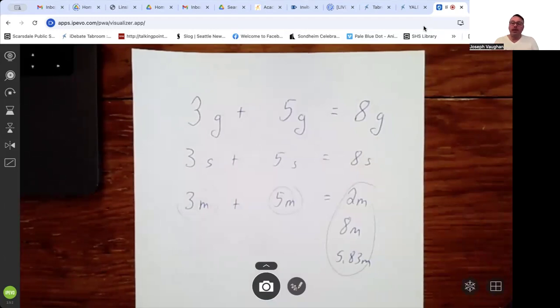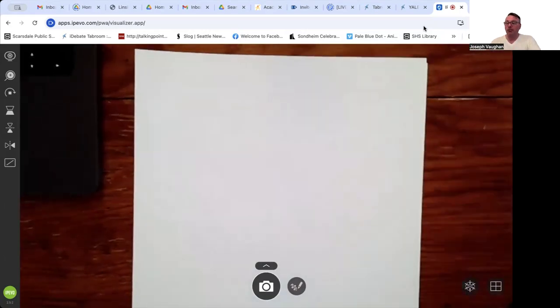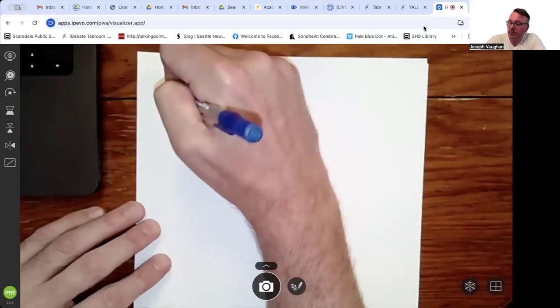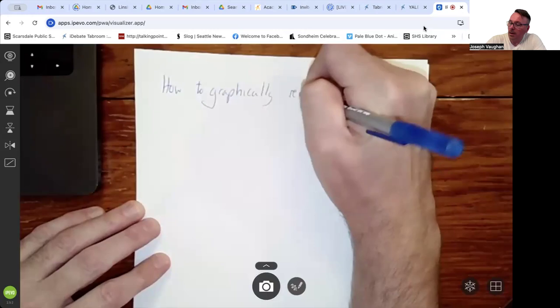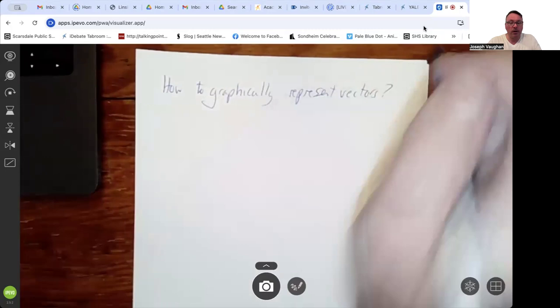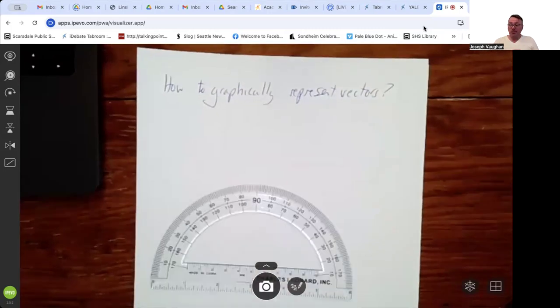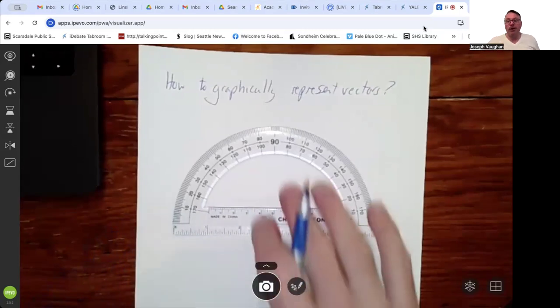So what we're going to be building up to now is talking about vector addition. But there's one other background basic vector skill that I want to talk about before we go on to the next video, which will talk about the concept of vector addition. And that is how to graphically represent vectors. And for this, you're going to follow along. You will need yourself a straight edge with a centimeter scale. And I'm going to use my protractor here because eventually we're going to need that.